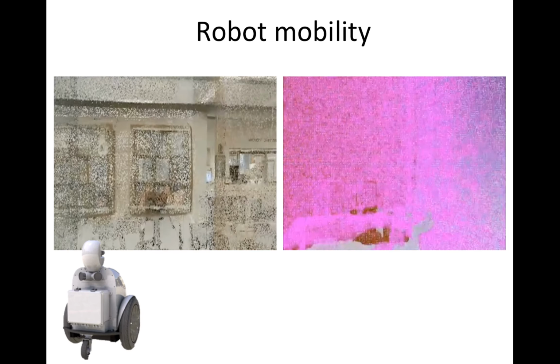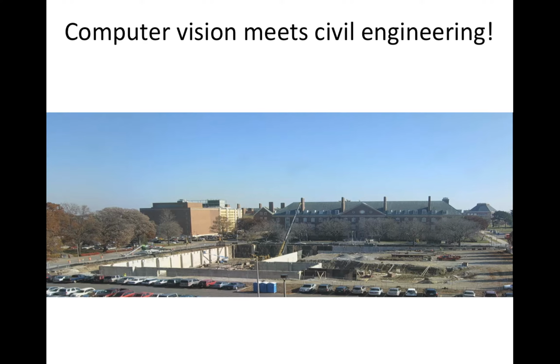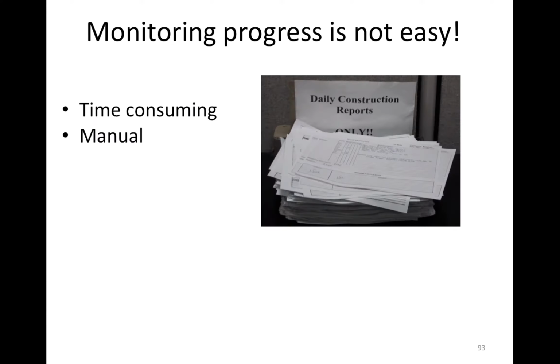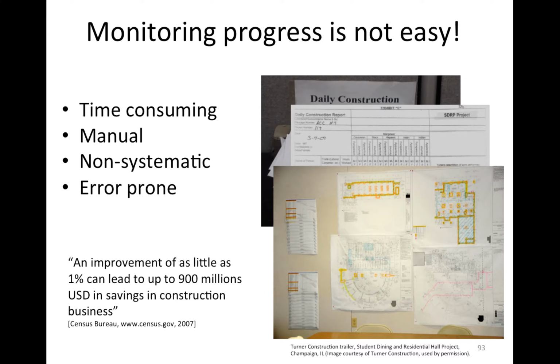Our work on large-scale information management is related to a long-standing effort in my group, connecting computer vision with construction monitoring and information processing of construction sites. For centuries, construction managers have monitored construction progress by manual data collection that is highly time-consuming, extremely expensive, and erroneous. It has been estimated that an improvement of as little as 1% can lead to up to 900 million USD in savings in the construction business.